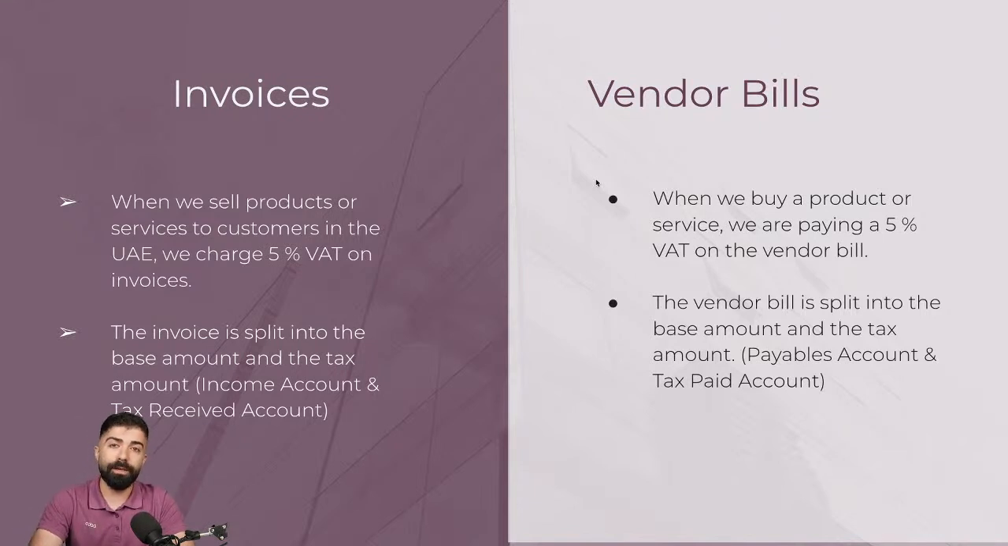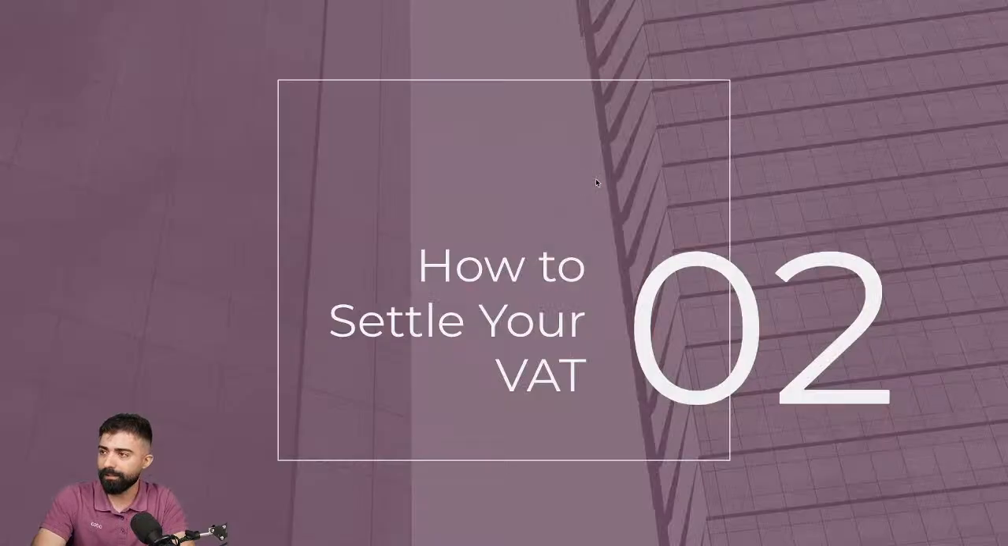And on the other side, for vendor bills, let's say you want to purchase a camera from a supplier, we will have a camera that costs 100 dirhams. That 100 dirhams will be booked into your payables account, and then you have the actual VAT for that camera that we paid for, and this will be booked in the VAT payables account. So it's very important to understand the income VAT and the VAT on the vendor bills. The reason being is we're going to be using it later to actually file our VAT.